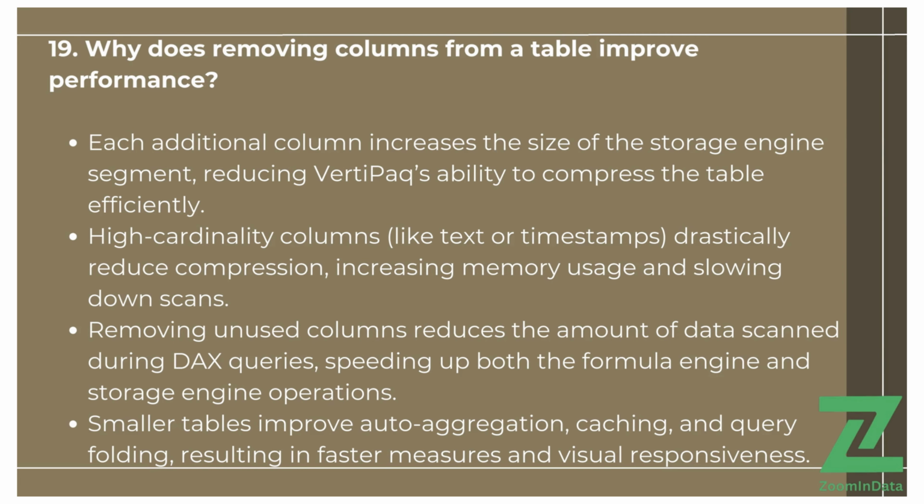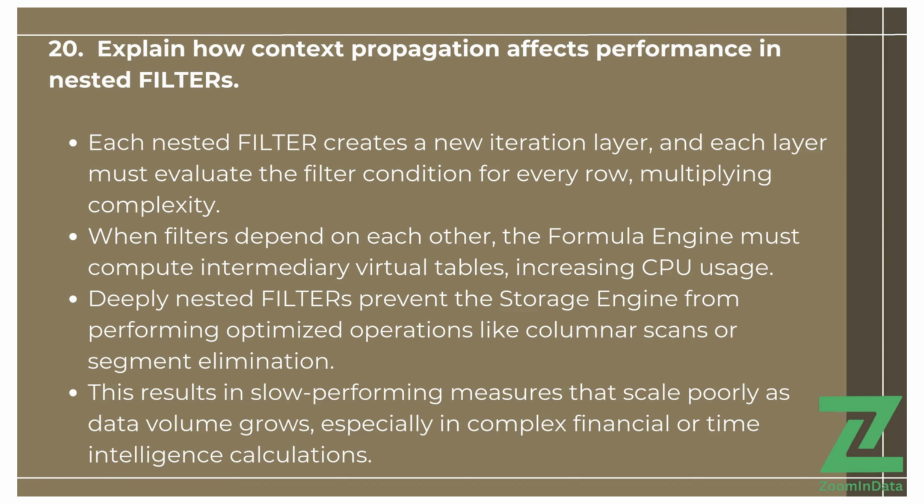20th question. Explain how context propagation affects performance in nested filters. Each nested filter creates a new iteration layer, and each layer must evaluate the filter condition for every row, multiplying complexity. When filters depend on each other, the formula engine must compute intermediary virtual tables, increasing CPU usage.